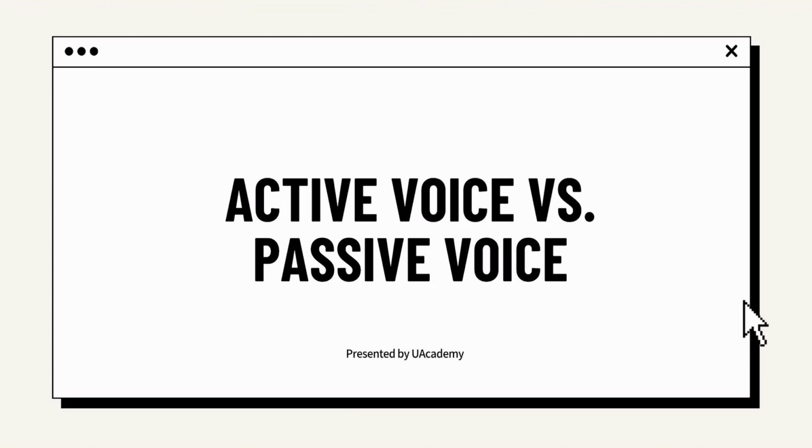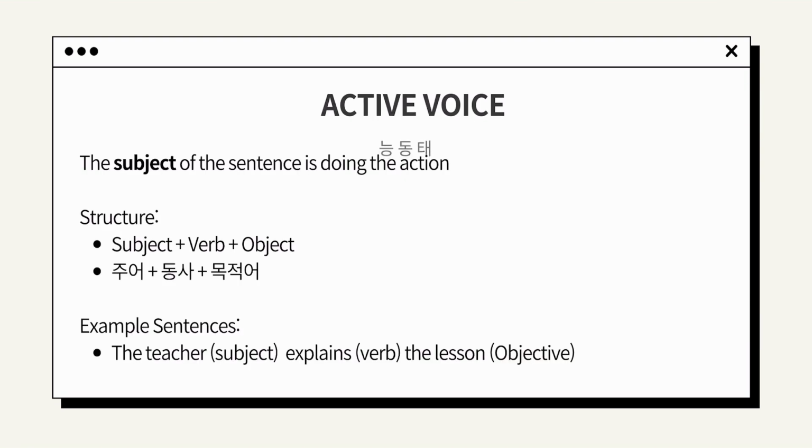We'll be learning about active voice versus passive voice, and we are from U Academy. We'll begin with the active voice. Active voice is 능동태 in Korean, and it's when the subject of the sentence is doing the action. The general structure is subject plus verb plus object. This is 주어, 동사, 목적어. An example sentence is: the teacher explains the lesson. Here, the subject is the teacher, explains is the verb, and the lesson is the object.